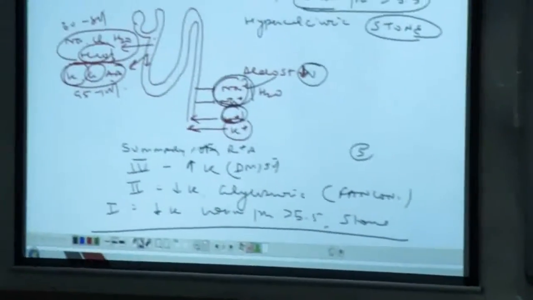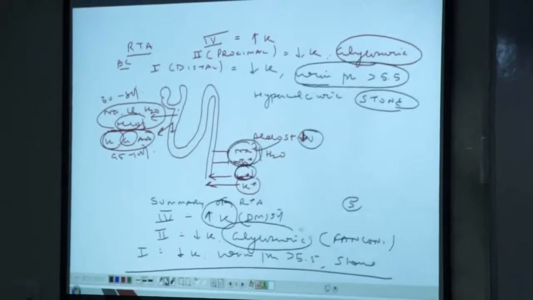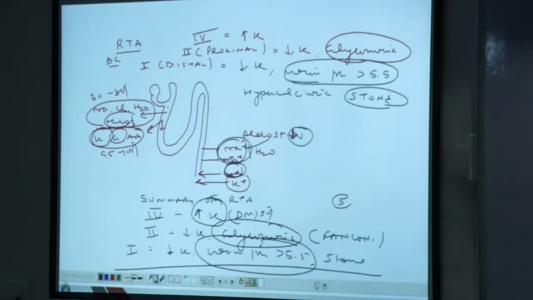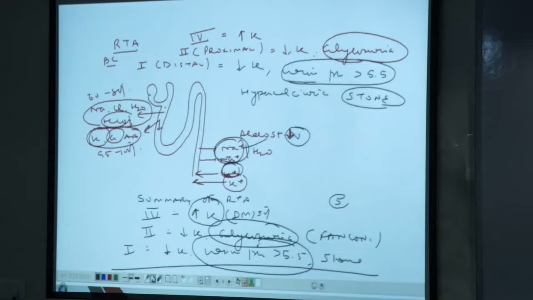This is box number 5. The keywords are hyperkalemia, glycosuria, and urine pH. You can circle them. These are the 3 keywords you should remember. If you remember these 3 words, you can solve any question on RTA. Okay? Now, let us learn the question.